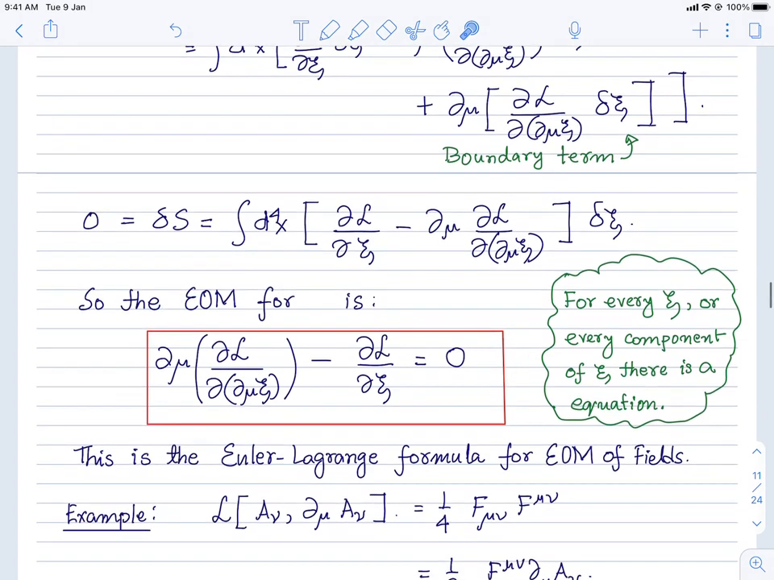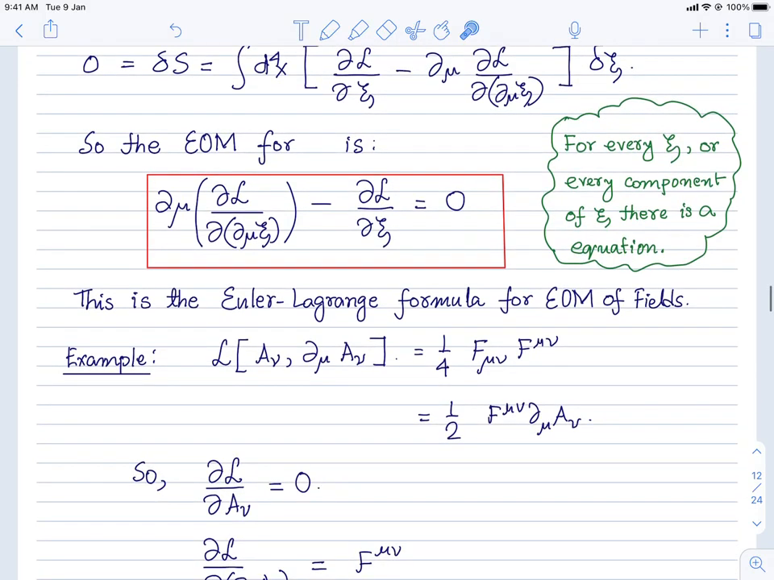So given the Lagrangian density, this is the Euler-Lagrange equation. As you can see, this term is where you differentiate the Lagrangian density with respect to the fields directly, and this is the term where you differentiate with respect to the derivative of the fields, and then you take a further derivative on top of that. This is the Euler-Lagrange formula for fields.